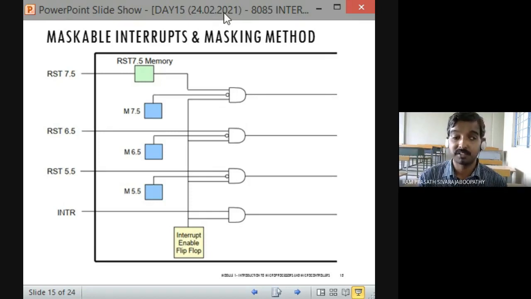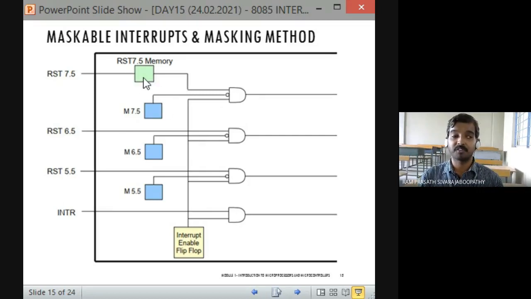So kindly note down this slide. So this is the masking methods of all the interrupts. To mask RST 7.5, either you can reset the interrupt enable flip flop, or you can mask the RST 7.5 bit, or else you can reset the RST 7.5 bit. Clear? You can do any of them. Clear?